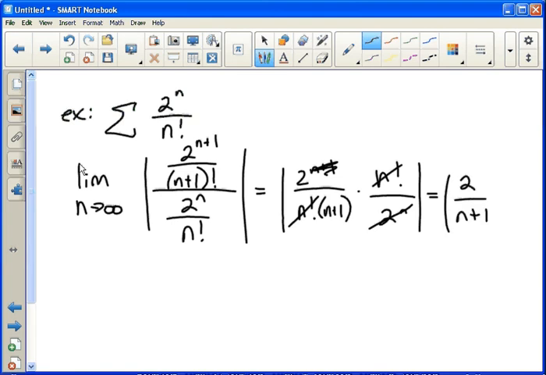Now if you take the limit of 2 over n plus 1, you're going to get 0. And according to the ratio test, if your limit is less than 1, which 0 obviously is, then your series converges.